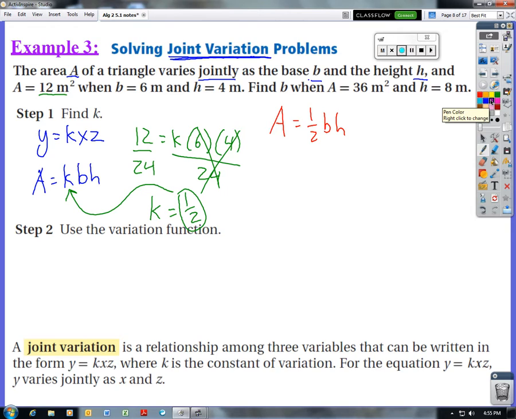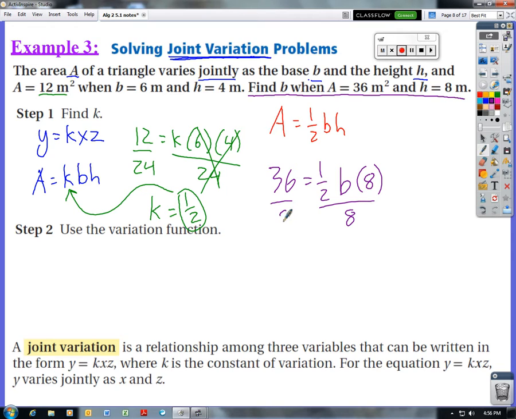Okay, so now we got this last step. It wants us to find the base when A is equal to 36 meters squared and your height is equal to 8 meters. So 36 is equal to 1/2 base times 8. So let's go ahead and solve for our base. We can begin by dividing both sides by 8. Divide by 8. And 8 goes into 36.